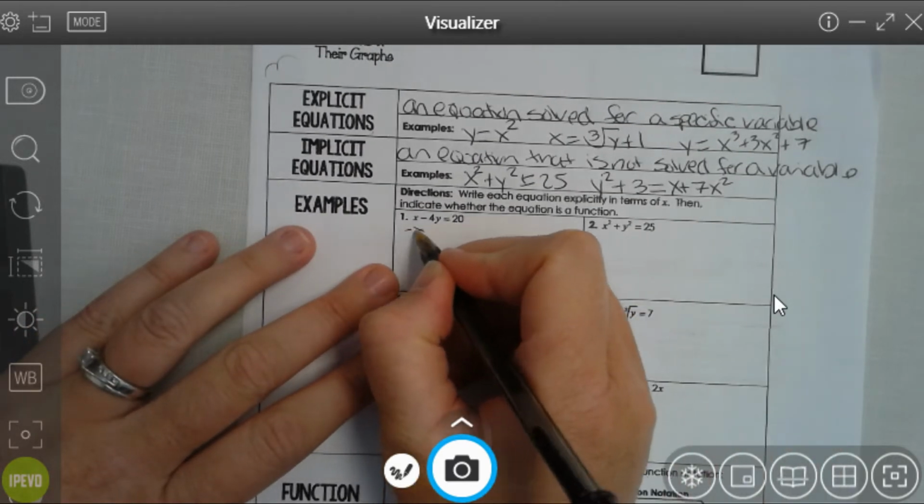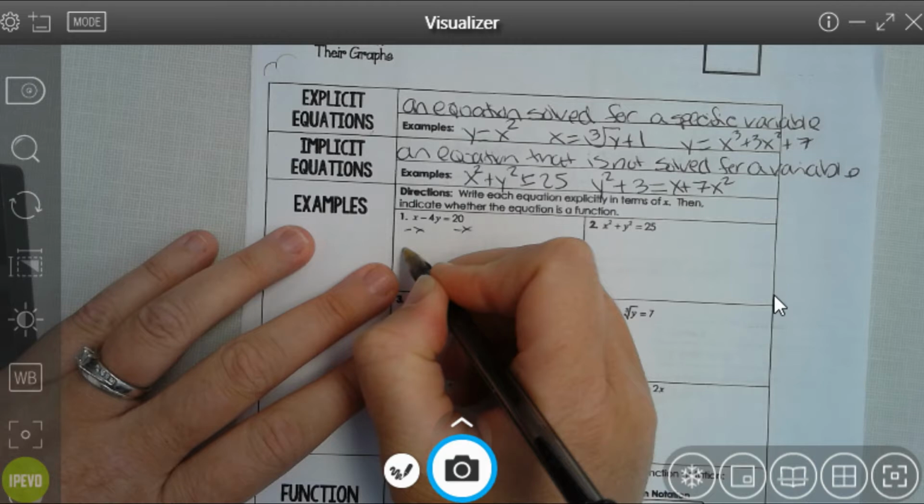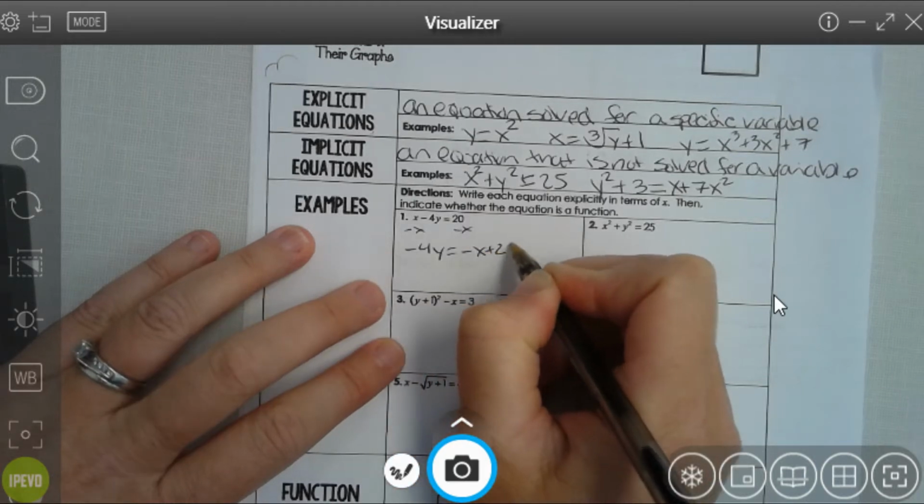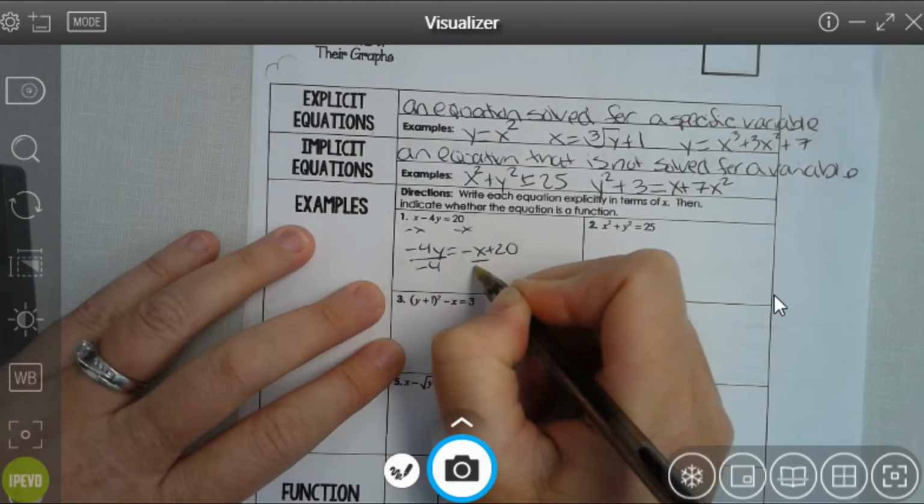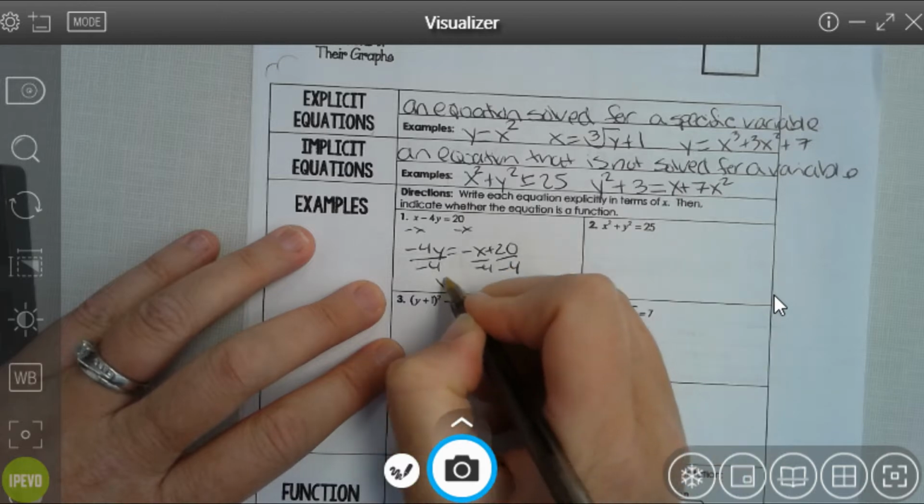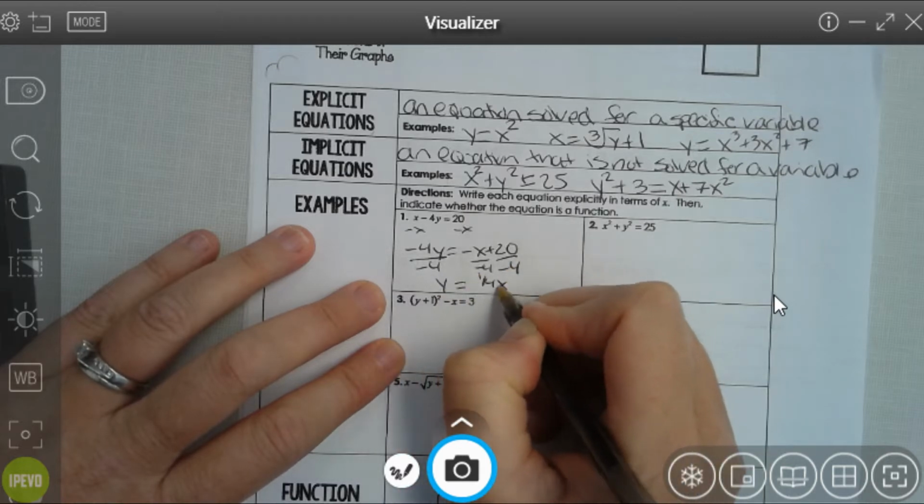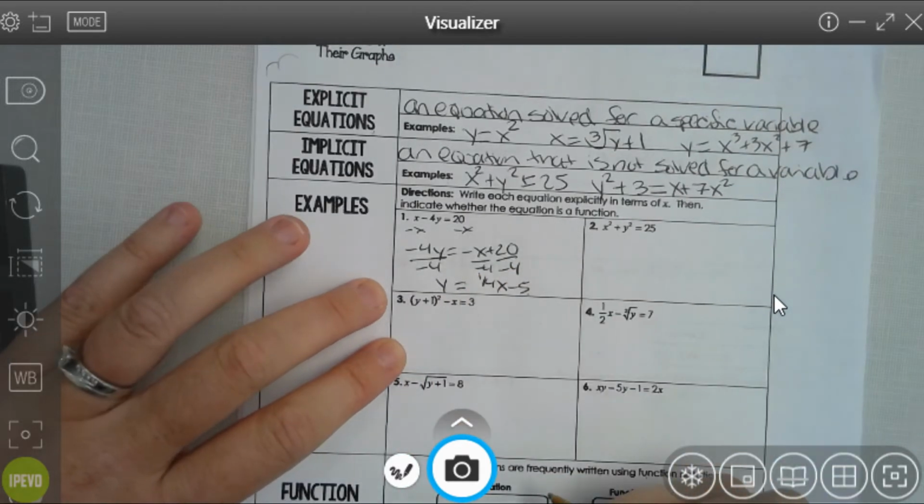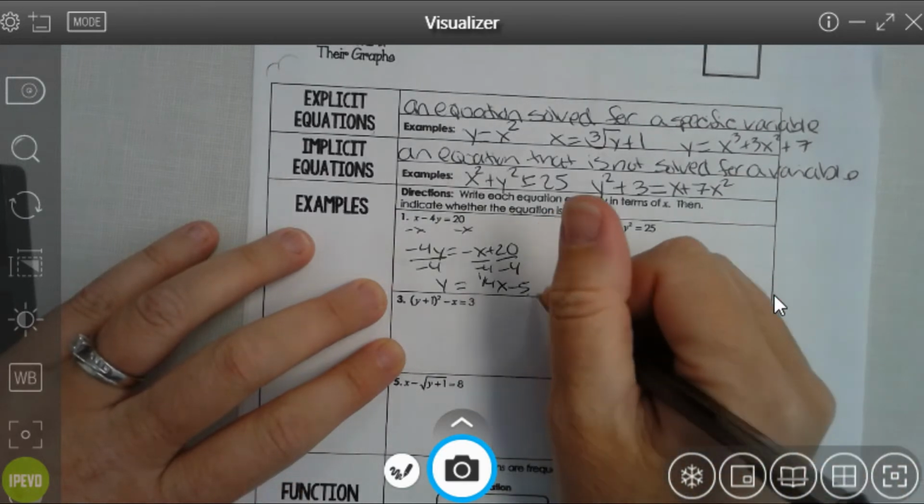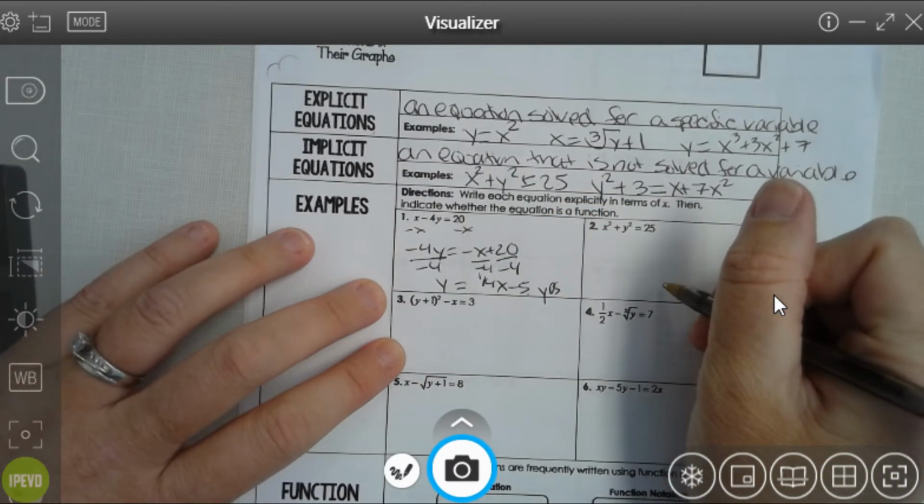So like your first step is to subtract your x over, so negative x plus 20, and then I'm dividing each term by a negative 4. So y equals 1/4 x minus 5. And then is it a function? It is a function. I'll show you on the next one how you know it's not a function.